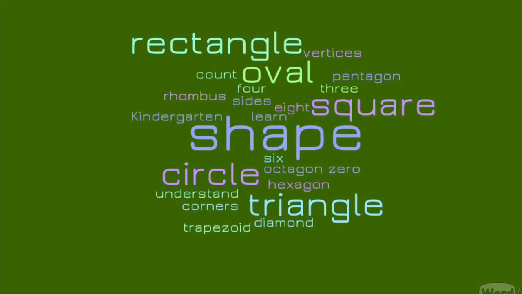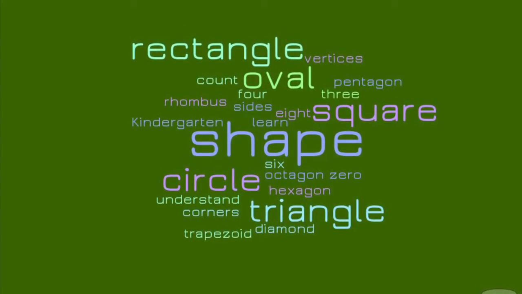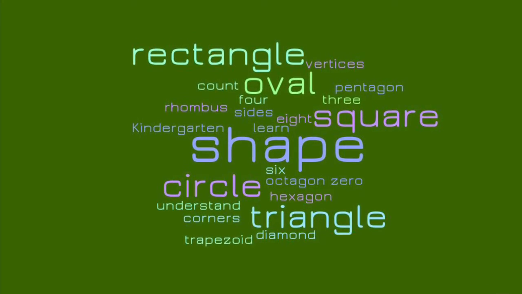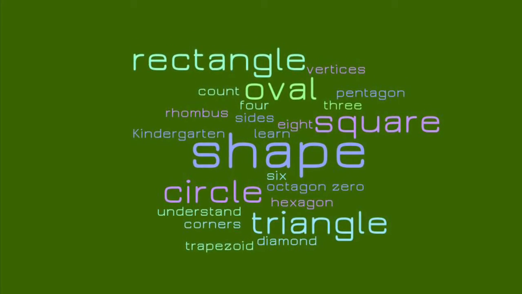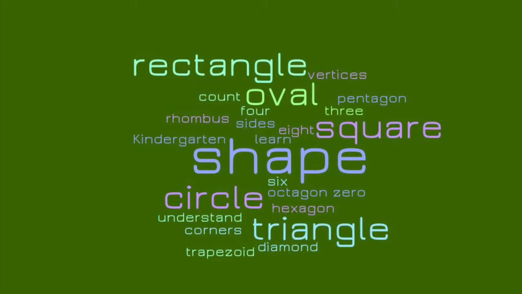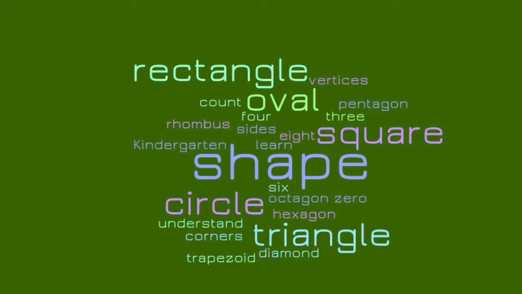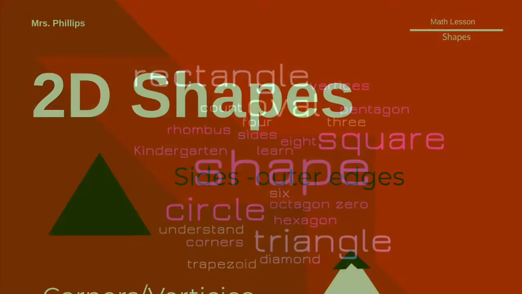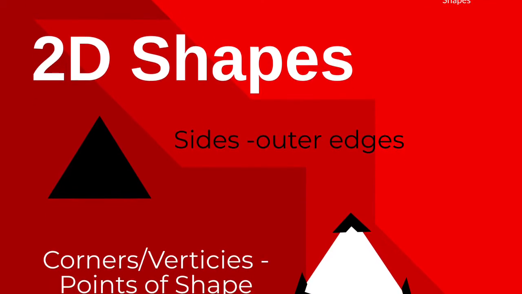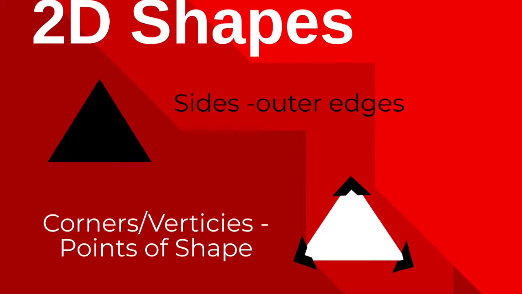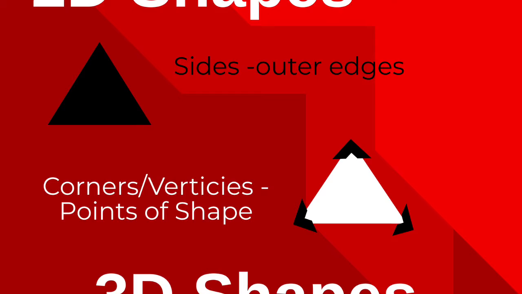Take a look at this picture. You'll see lots of names of different shapes we know. Can you find the word square? How about triangle? Good job! When we talk about 2D shapes, we talk about the outside edges and the corners.